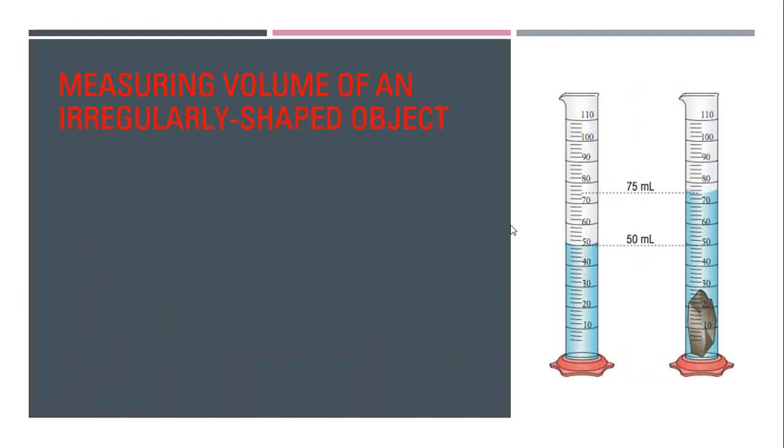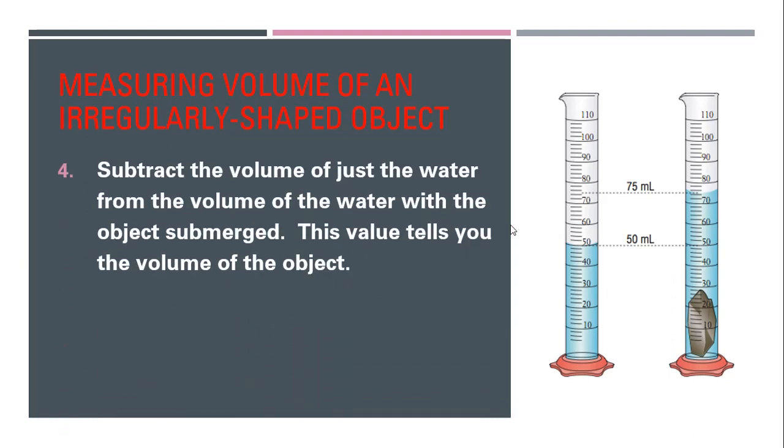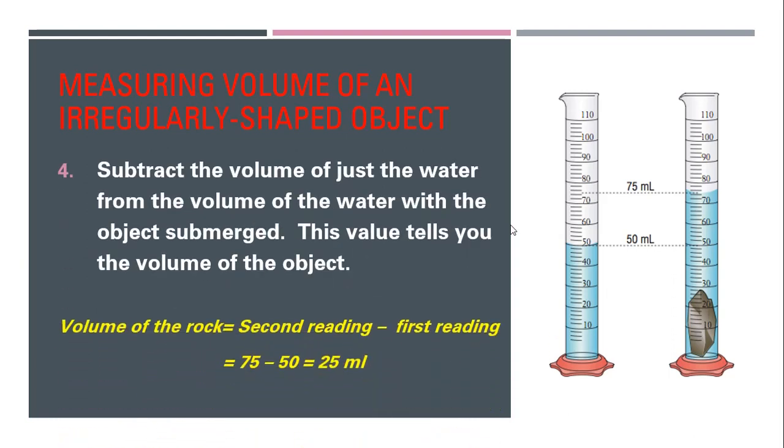So by logic, if you want to find only the volume of the rock, you simply subtract the first volume from the second volume, or subtract the readings from each other. Okay, so the bigger one minus the smaller one, 75 minus 50, so we get 25 milliliters. This is actually the volume of the rock.